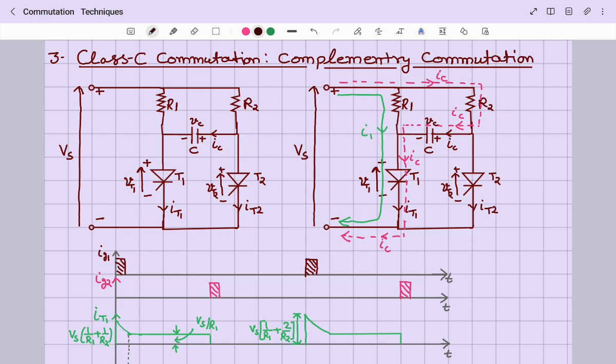And you can see the moment you trigger thyristor T1, the current flowing through the thyristor is, first, I1, which takes the path from supply to resistance R1, that is Vs by R1, and another current flowing through thyristor T1 is through resistance R2 and C, which is shown as Ic in pink color. So total current flowing through the thyristor T1 is I1 plus Ic.